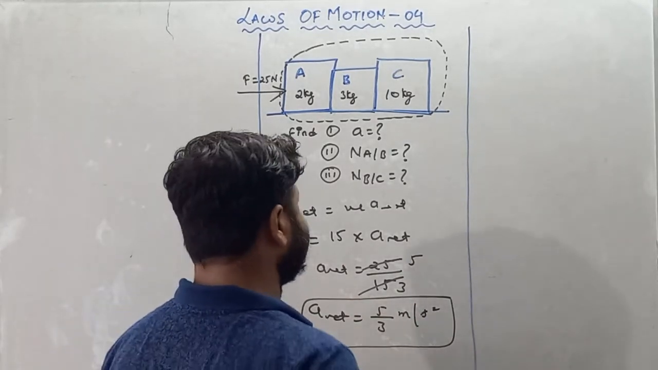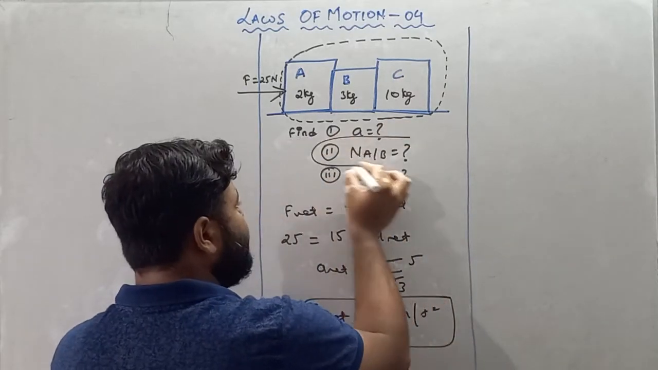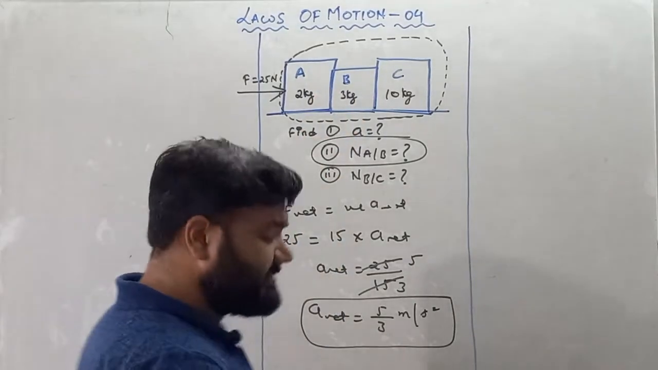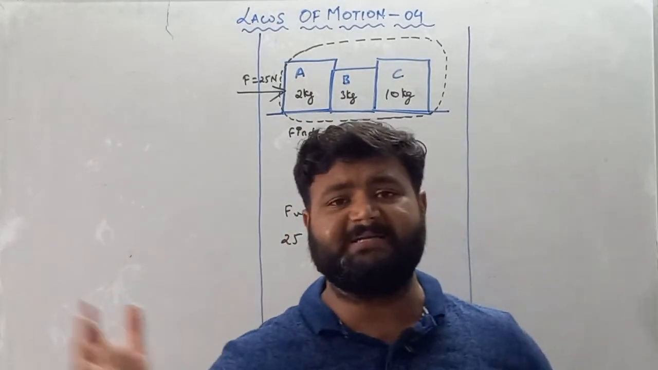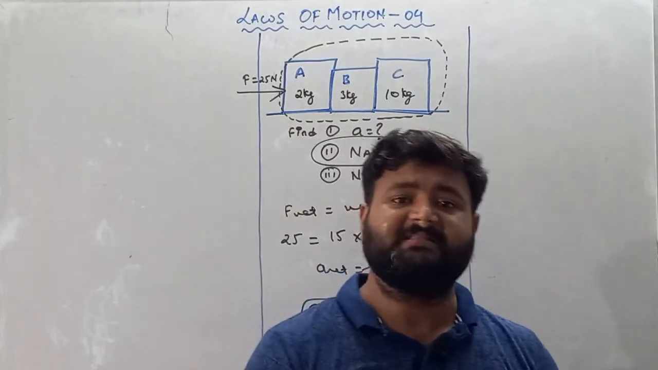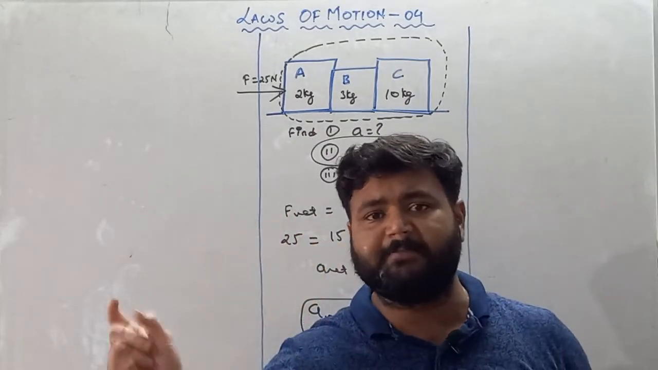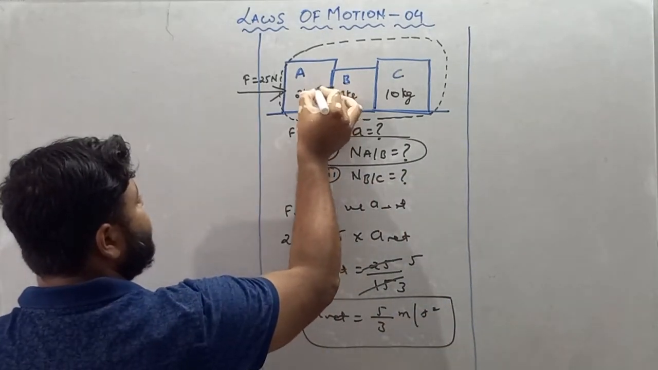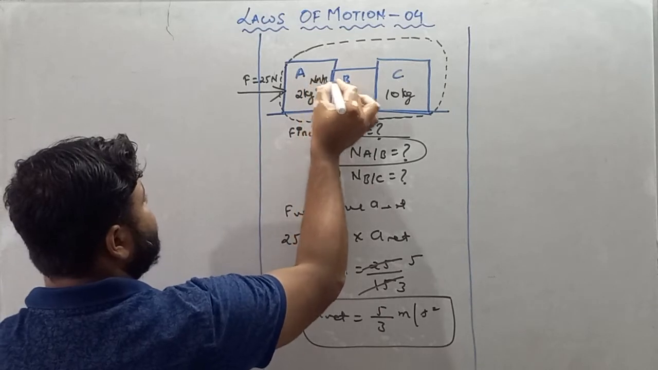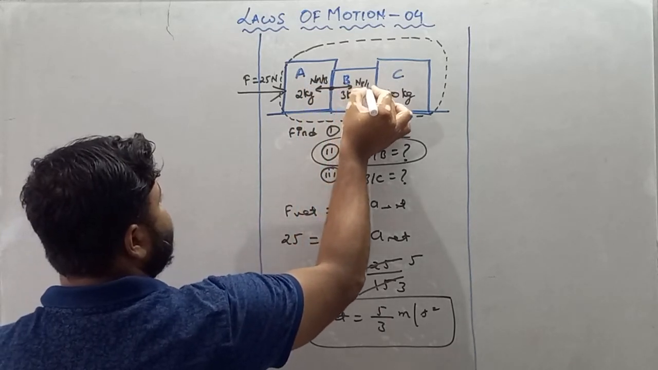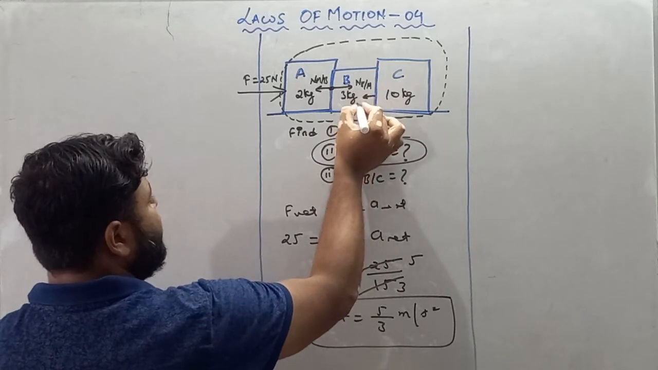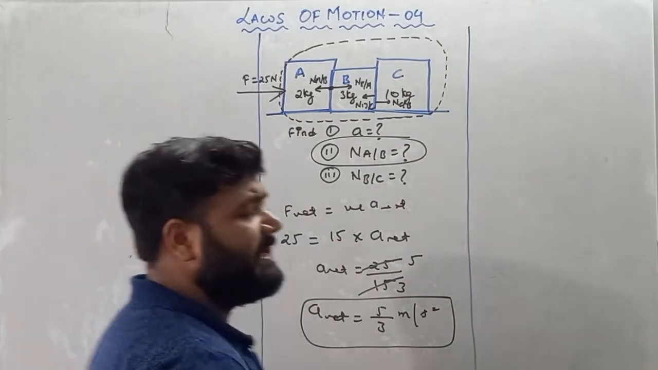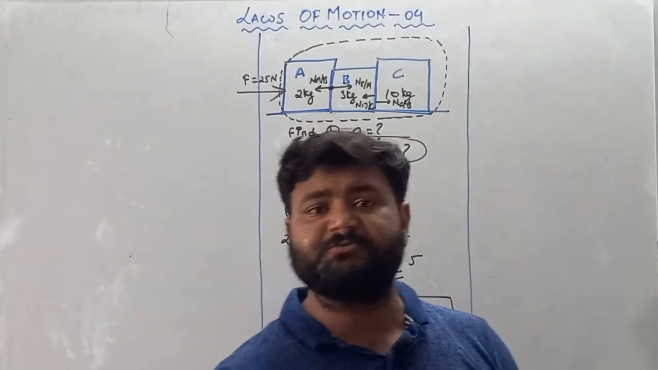Now see my dear student, for finding the normal on A due to B, we have to make a free body diagram. As we all know, there is a force called contact force. If two bodies are physically in contact with each other, then the force that acts is the normal reaction force. So here there is a contact. In this direction is the normal on A due to B, in this direction the normal on B due to A, similarly the normal on B due to C, and the normal on C due to B, because we know that for every action there is an equal and opposite reaction.